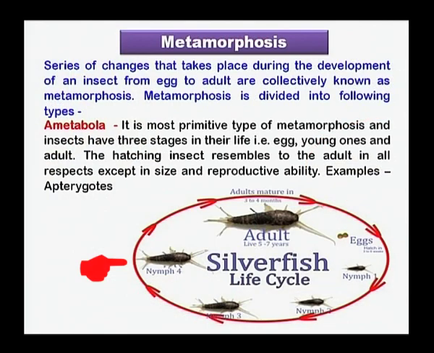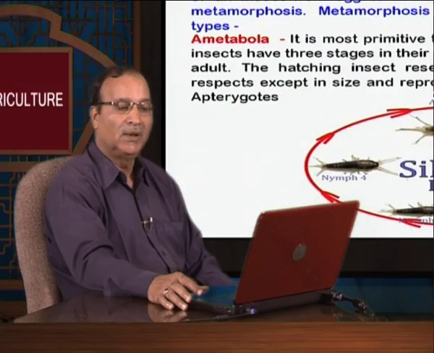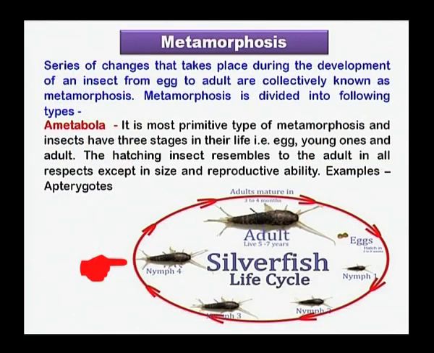This diagram depicts the life cycle of the silverfish, where you can see that the adult gave rise to eggs, then the 3-4 nymphal stages are there, nymph 1, nymph 2, nymph 3 and nymph 4, and then again the adult comes out of the nymph 4. Adult and nymphs look exactly the same except the size, and the reproductive organs or the external genitalia are not fully developed.